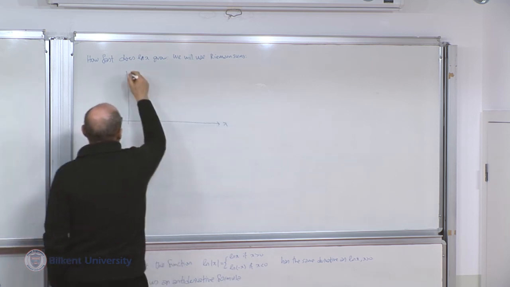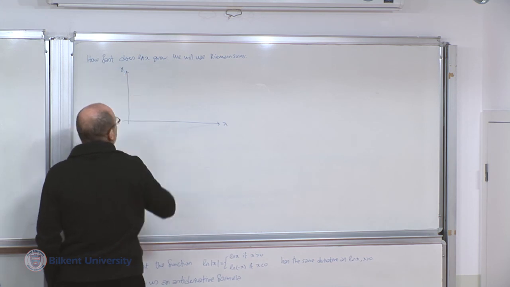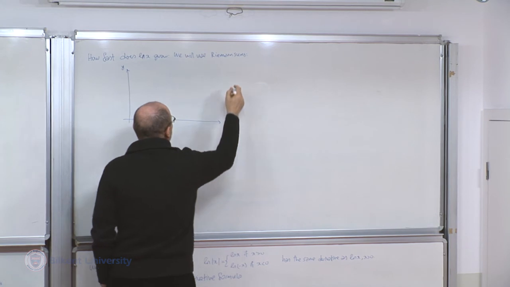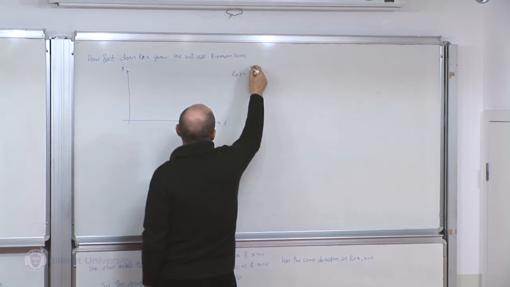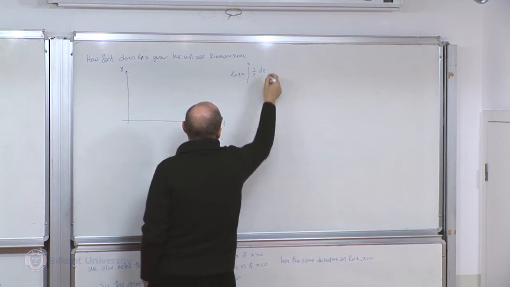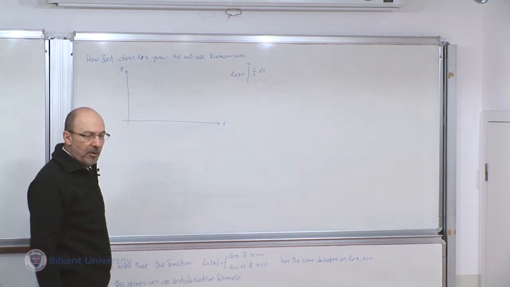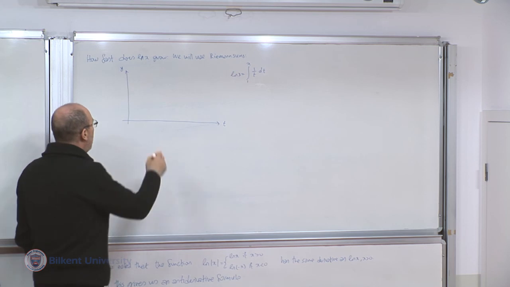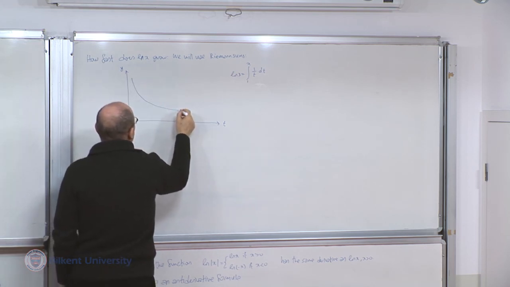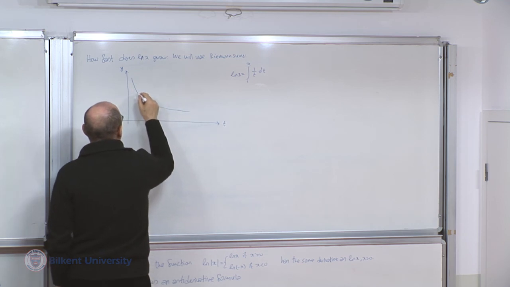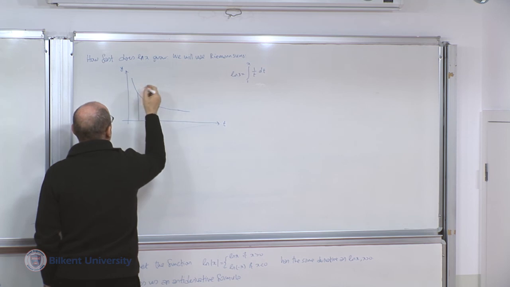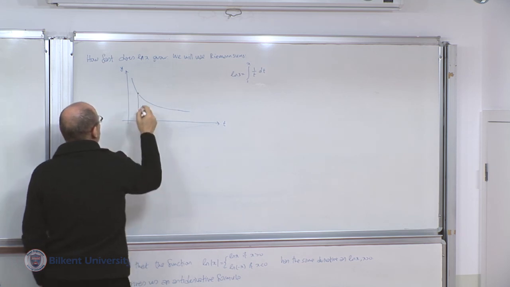So this is x, this is y. Let me make this t, because remember ln x is equal to the area from 1 to x of 1 over t dt. So now this is the area under the curve. This is not to scale, of course. If this is 1, this is also 1. Okay, so this is 1.